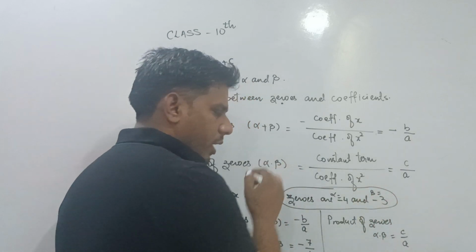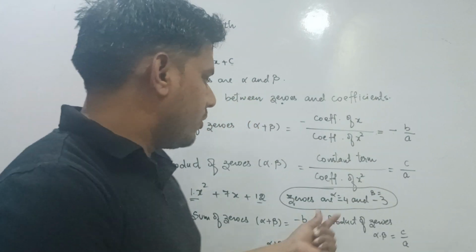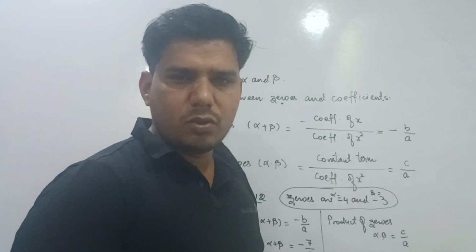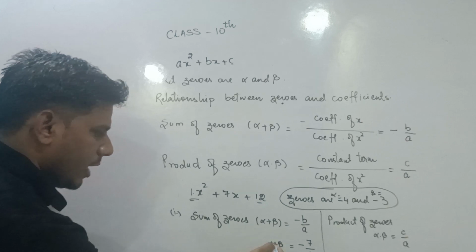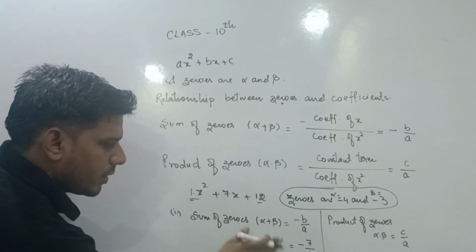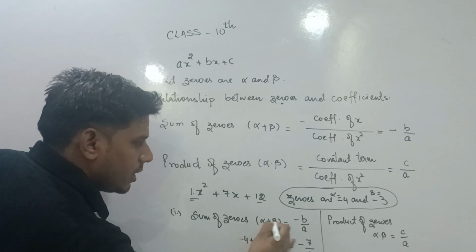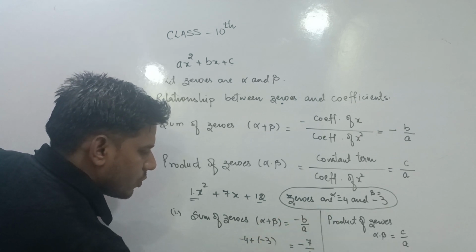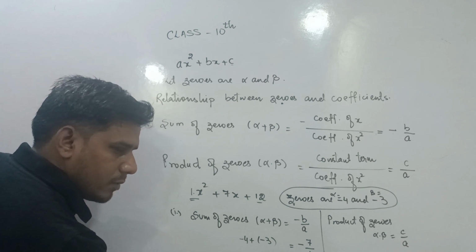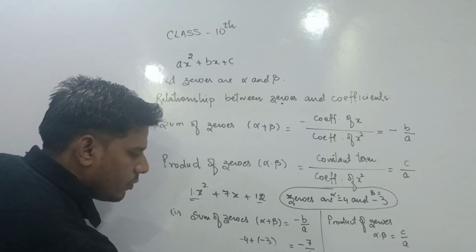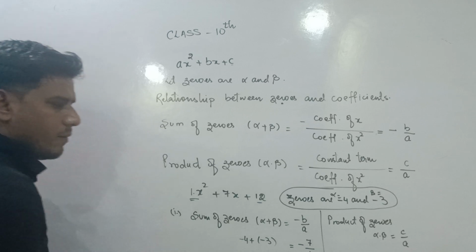If you find the sum of these two zeros, you will get -7, and if you find the product of these two zeros, you will get 12. You can check here by putting the values of alpha and beta. Alpha is -4 and beta is -3. So here we have -4 plus -3. Both the signs are the same, so we add the two numbers. 4 plus 3 is 7, and the sign is of the bigger number, so it will be -7.